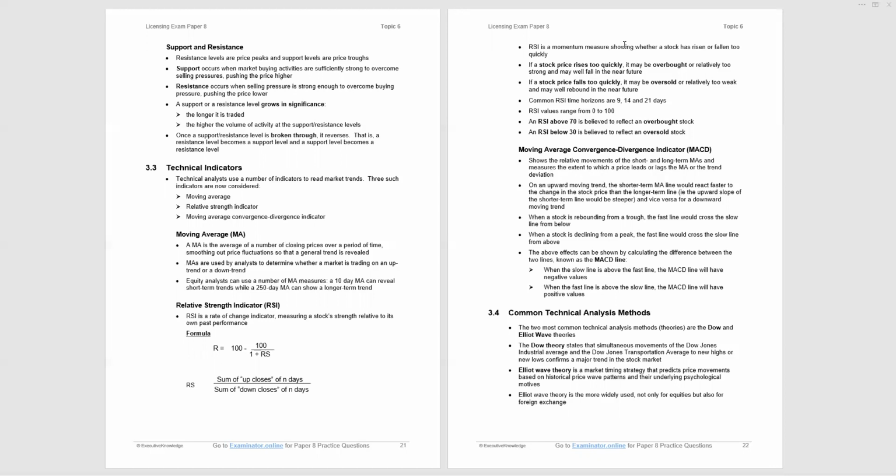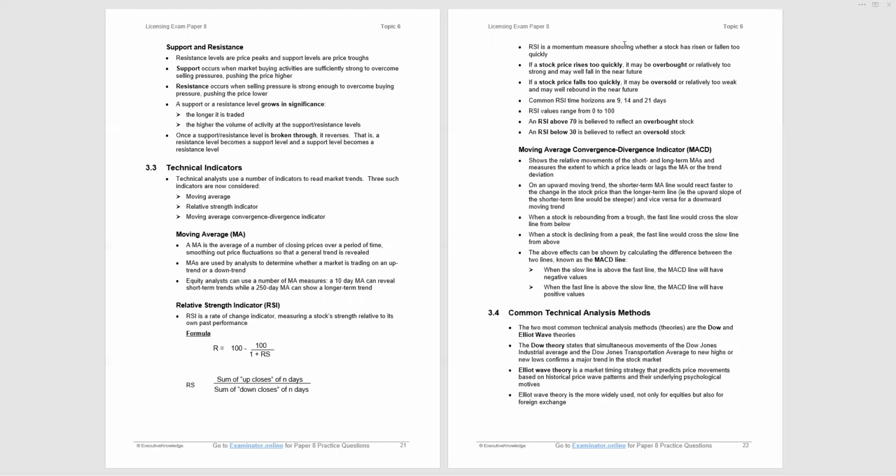Moving average: the average of a number of closing prices over a period of time, smoothing out price fluctuations. So you're looking at a longer term trend. These averages are used by analysts to determine whether a market is trading on an upward or downward trend. And the analyst can use a number of measures. We can look at 10-day, 250-day, 60-day. You can choose whatever time period you're interested in.